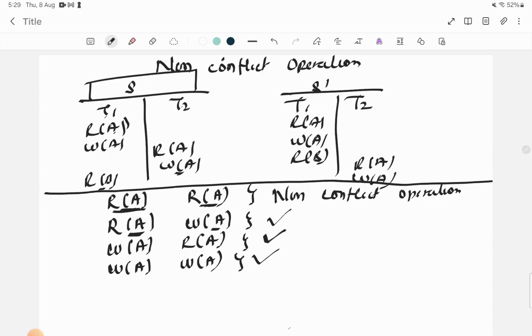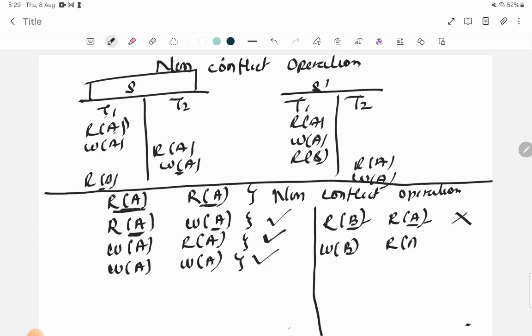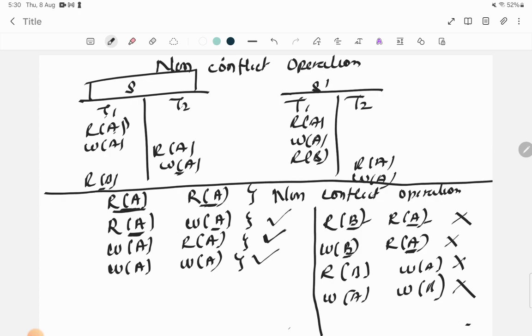Okay, now let's see other combinations. So here I'll write. For example, if we are going to perform a read at B and the other transaction is going to perform a read at A, is this a conflicting pair? No, because the data are different. See, first one is B, second one is A. No, it is not a conflicting pair. If you perform a write at B and a read at A, is it a conflicting pair? No. If the data are different, whether you perform write or read, it doesn't matter. Next one is read at B, write at A. No, it is not a conflicting pair. At the end, write at A and write at B. Is this a conflicting pair? No, it is not a conflicting pair.